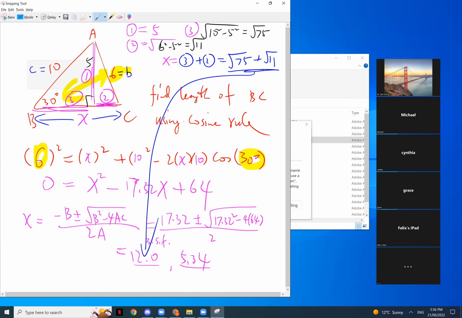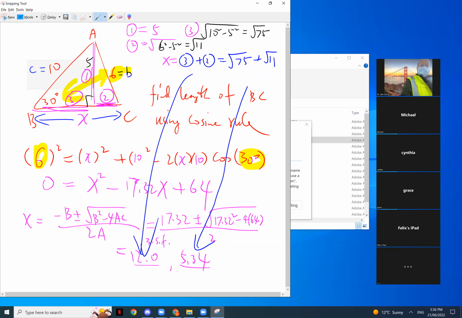How did you get the second one? But we have 2 values. How did we get the other one? It's a bit like a brainstorming. 3 plus 2 gave you the first one. How did we get the second one?